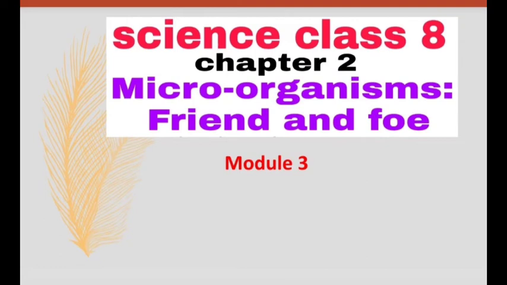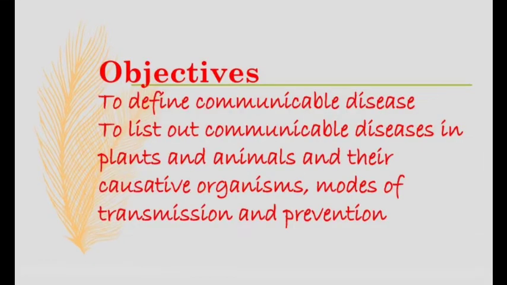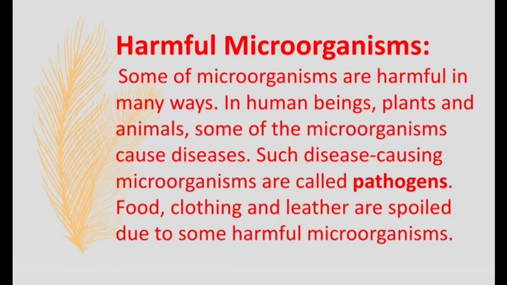Grade 8 Biology, Chapter 2 Microorganisms, Friend and Foe, Module 3. Objectives: to define communicable disease, and to list out communicable diseases in plants and animals and their causative organisms, modes of transmission, and prevention.